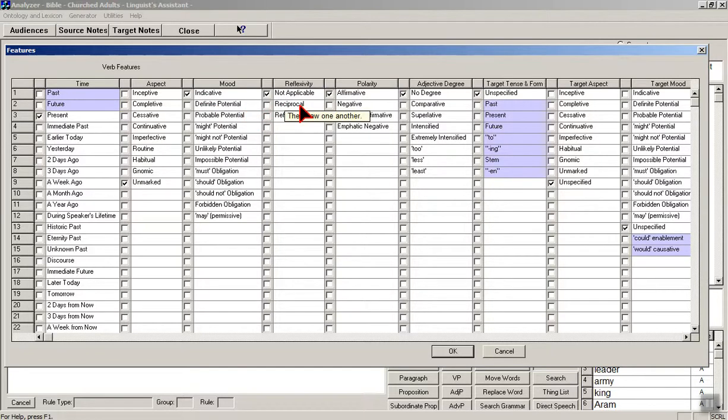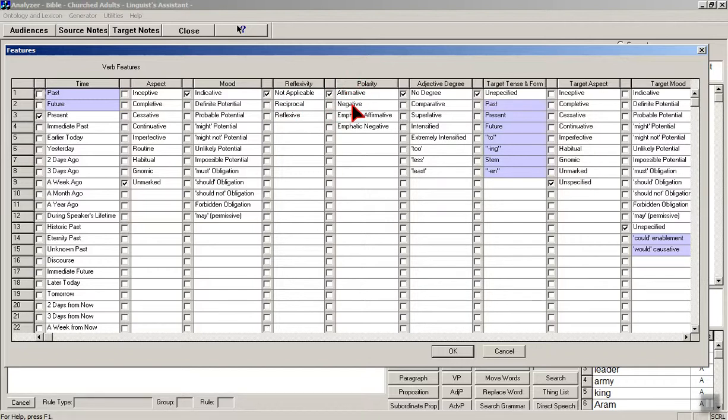Reflexivity. Okay, so reciprocal means that people do it to one another. Reflexive means to himself, something to himself. So not applicable is the normal one here. God is causing something else to happen. And it's not an acting on kind of case anyway. It's not saw himself. So it causes something to happen. These other possibilities wouldn't be applicable.